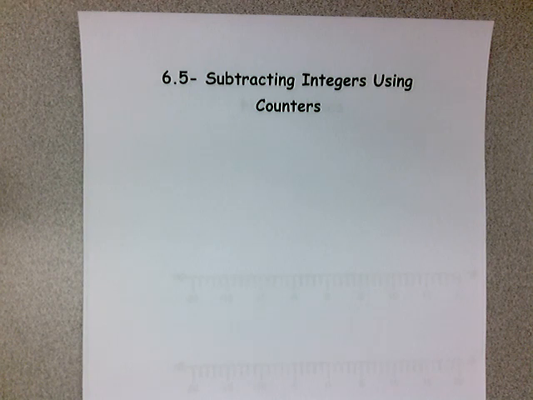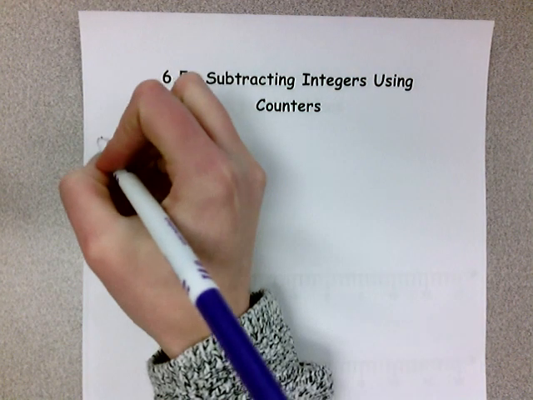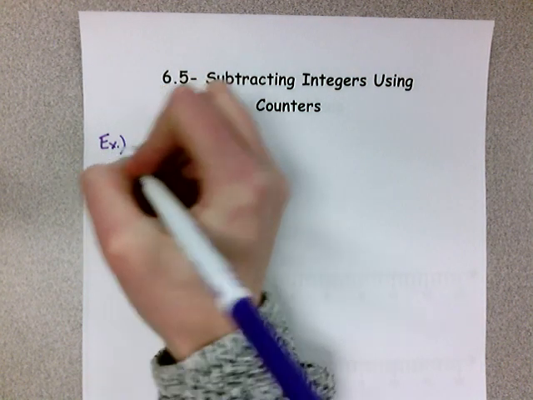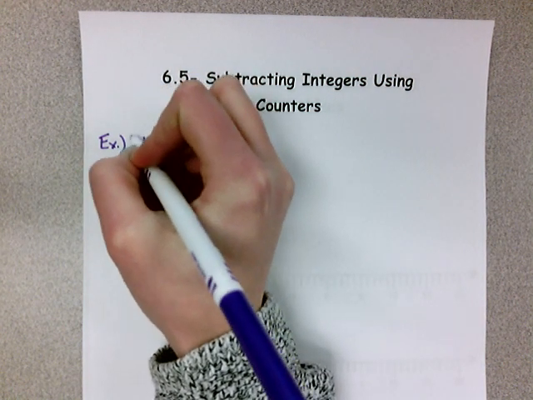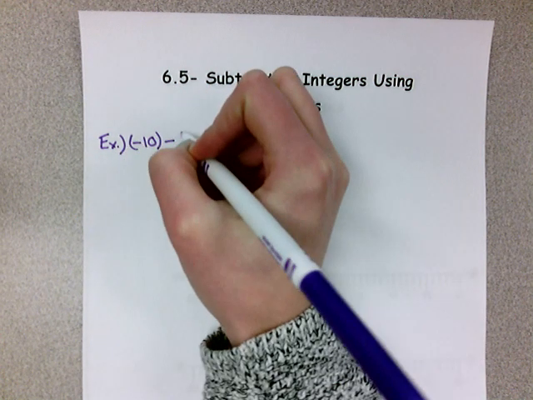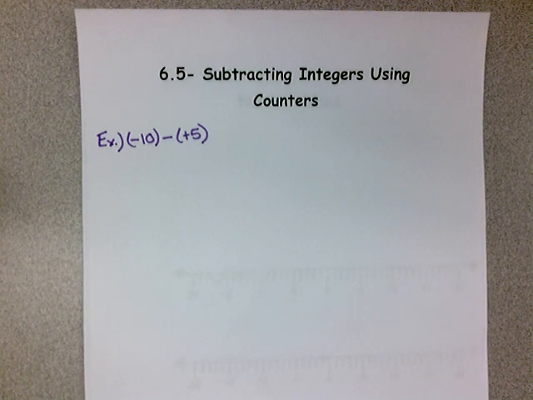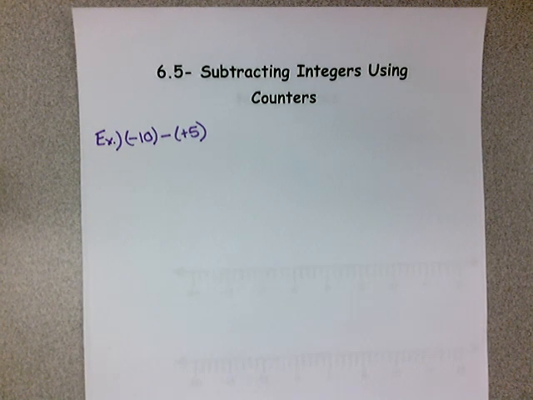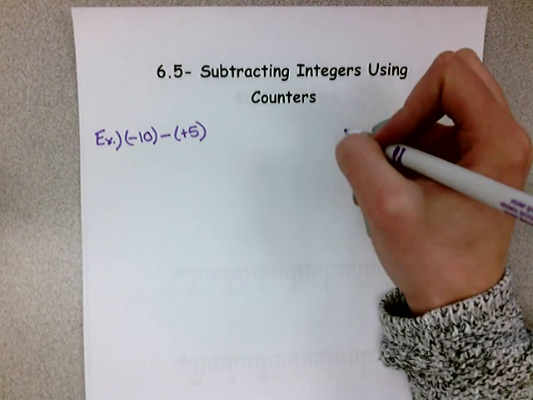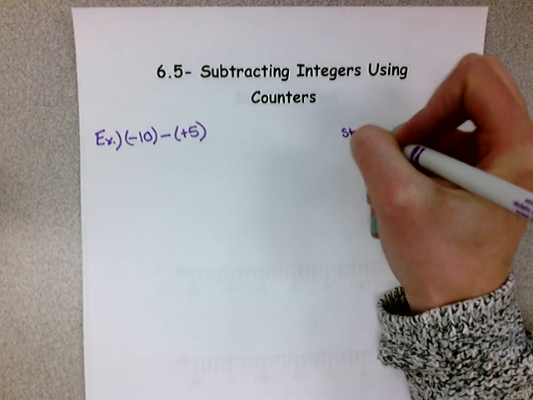And we're going to start with -10 minus +5. So addition was fairly simple. We were just adding in each counter. But when you're subtracting, sometimes things start to get a little bit trickier. So let's start by writing down the steps here on the side.